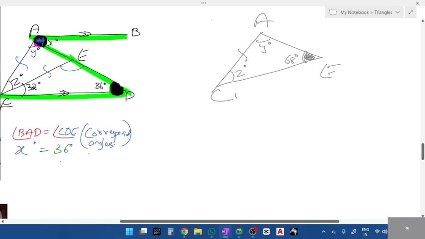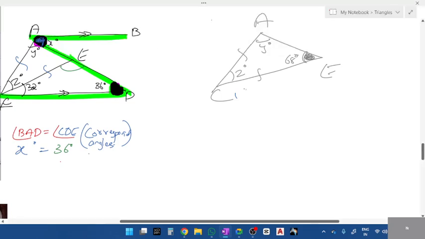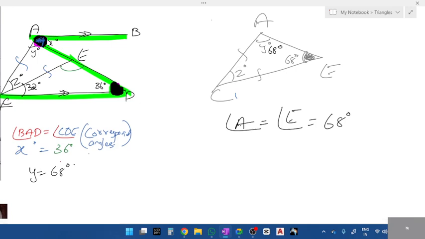And which two sides are equal? Side AC is equal to side EC. Therefore, which two angles should be equal? Angle A is equal to angle E. Both will be 68 degrees. If these two are 68 degrees, how will you find Z? Sum of interior. Apply the sum of interior angles and find the value of Z. So we got angle X, we got angle Y, and we'll get angle Z.